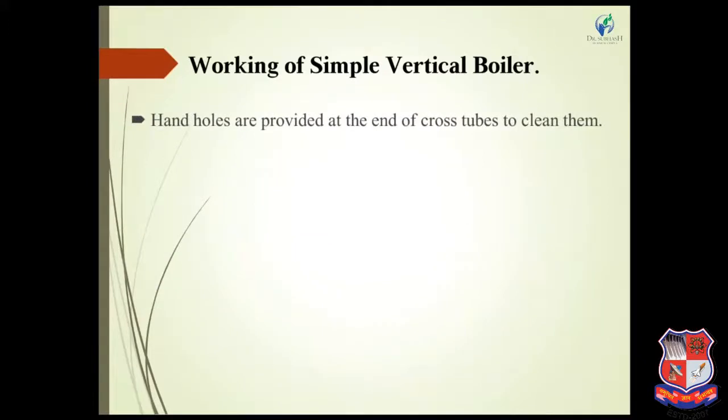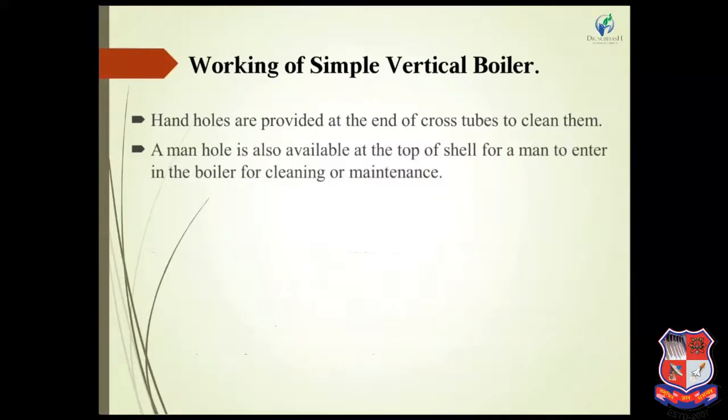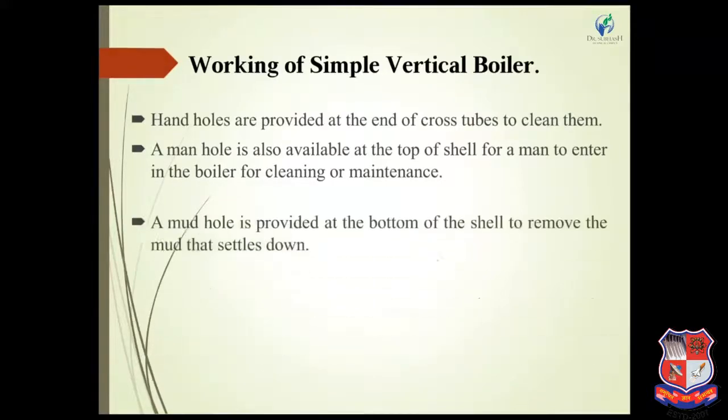Hand holes are provided at the end of the cross tubes to clean them, as we discussed. The manhole is also available at the top of the shell for men to enter into the boiler for cleaning and maintenance in the shutdown condition or any stop condition. Whenever the boiler is choked up, cleaning of the boiler is necessary. At that time the hand hole and manhole are required for cleaning purposes.